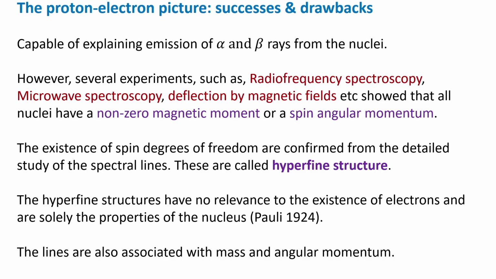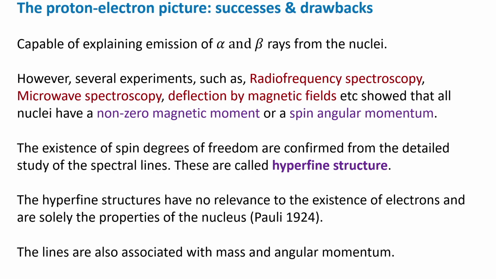and this is what Pauli had said in 1924, which means all these spectral lines or levels that you see have got nothing to do with electrons, but are purely from nuclear properties. Because they are nuclear properties and have got nothing to do with electronic properties, the electrons should not be the constituents of the nucleus. And these hyperfine lines are also associated with mass and angular momentum.